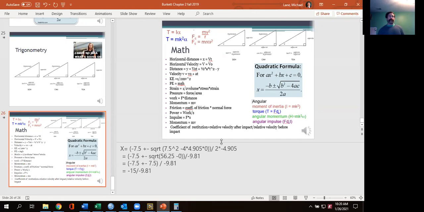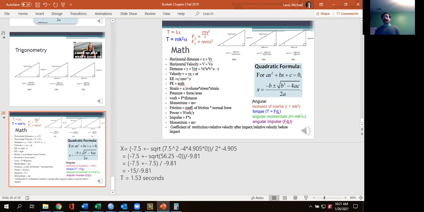If we take that, and remember, a negative over a negative makes a positive, what we're effectively going to have is 15 divided by 9.81, which is going to give us a grand total flight time of T equals about 1.53 seconds.